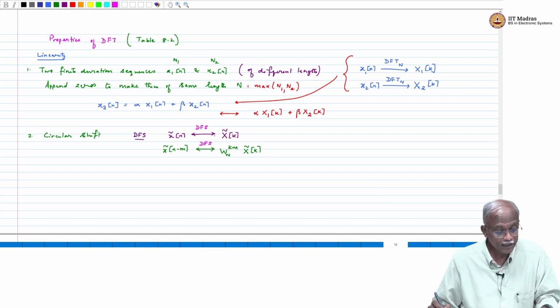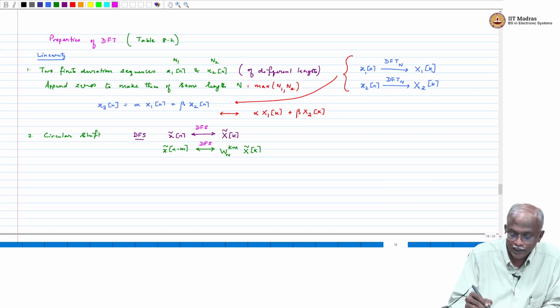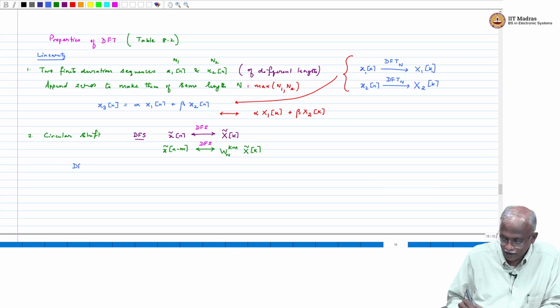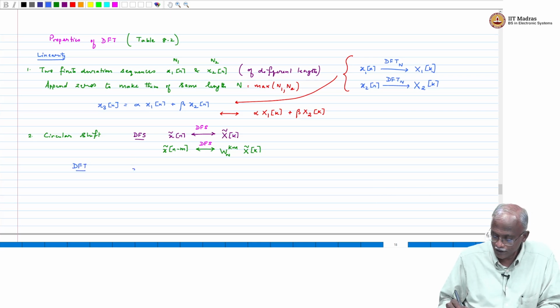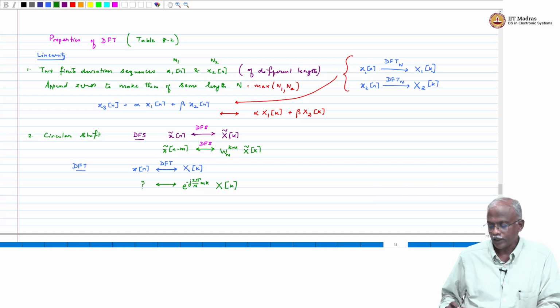Now, how do we get the corresponding relationship for the discrete Fourier transform? Here is the problem statement. We are given that x of n has a discrete Fourier transform representation given by X of k. Now, if I want to look at the DFT coefficients given by e to the power minus j 2 pi by N mk times X of k, what is this equal to?